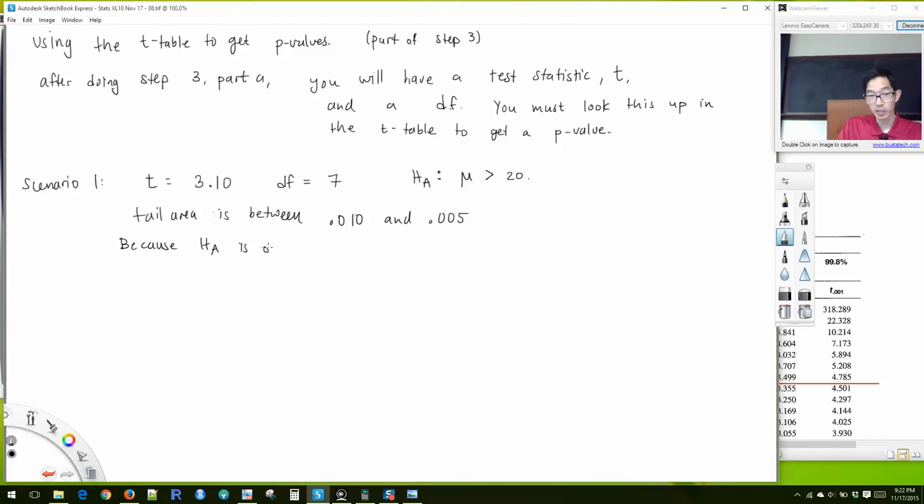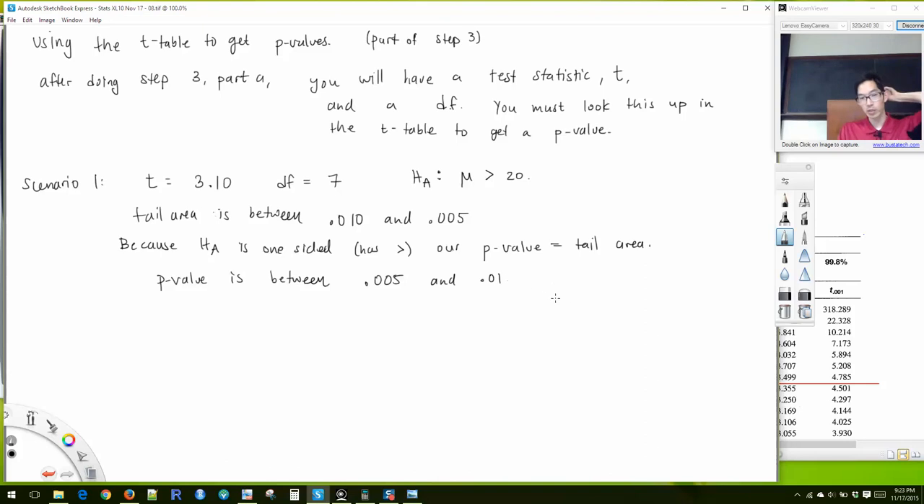And because the alternative is one-sided, it has the greater than sign, our p-value equals our tail area. So I could say my p-value is between, and I'm going to flip these numbers around because it's customary to write the smaller number before the larger number. In English we say it's between 60 and 100, right? So here it's between 0.005 and 0.010. The zero is optional.